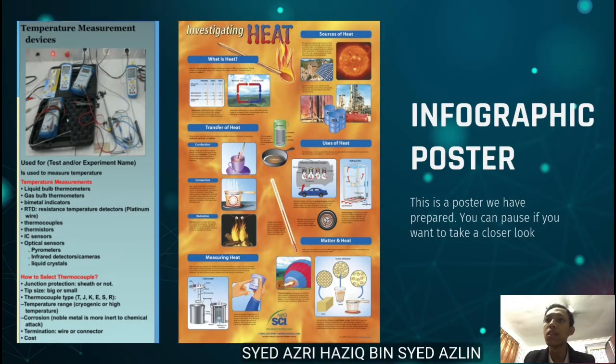Next, this is the poster we have prepared, the infographic poster. You can pause if you want to take a closer look.